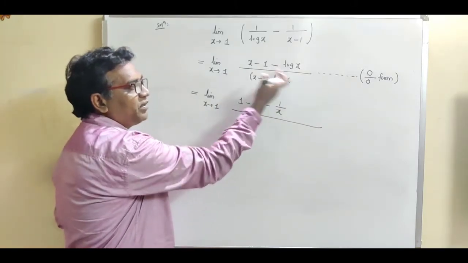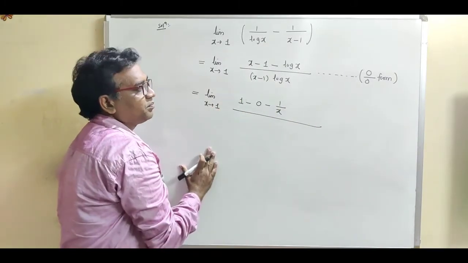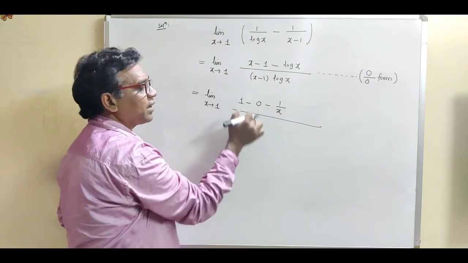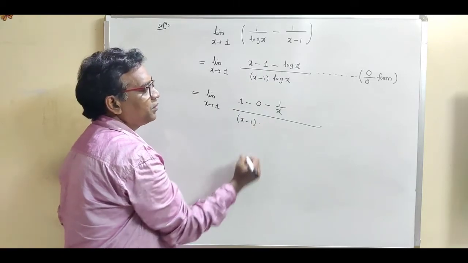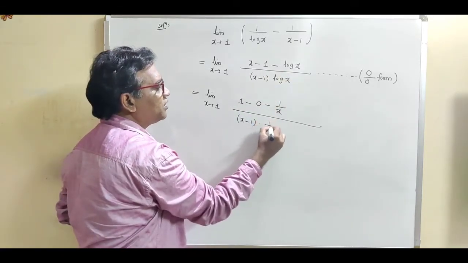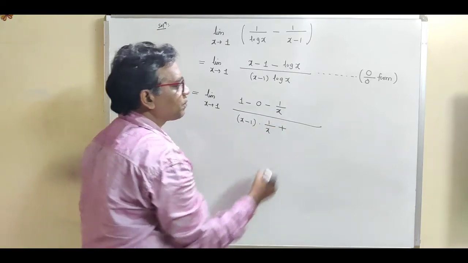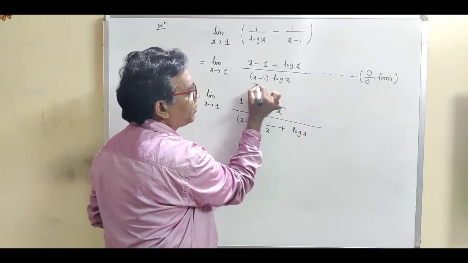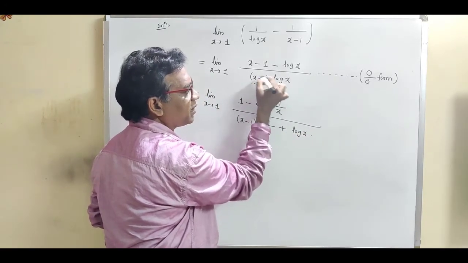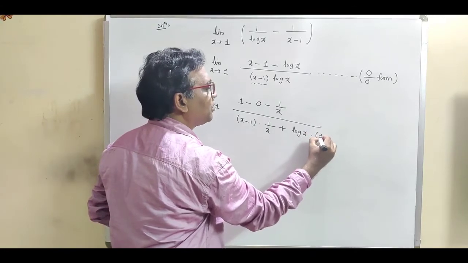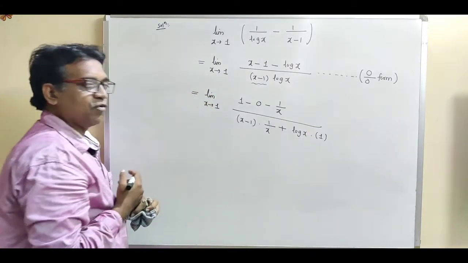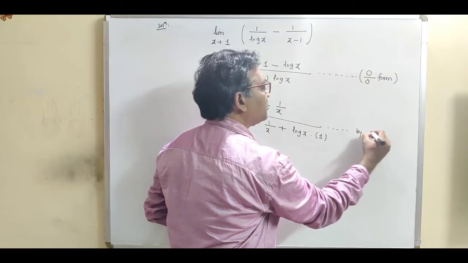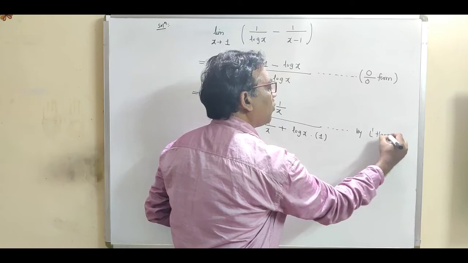Now for the denominator, we use the product rule. This is the product term, so use the product formula. First term as it is, x minus 1, into the derivative of the second function, which is 1 upon x, plus the second term as it is, log x, into the derivative of the first term. Derivative of x is 1, derivative of a constant is 0, so the derivative is just 1. This rule is called the L'Hopital rule. So write down the reason by L'Hopital rule.